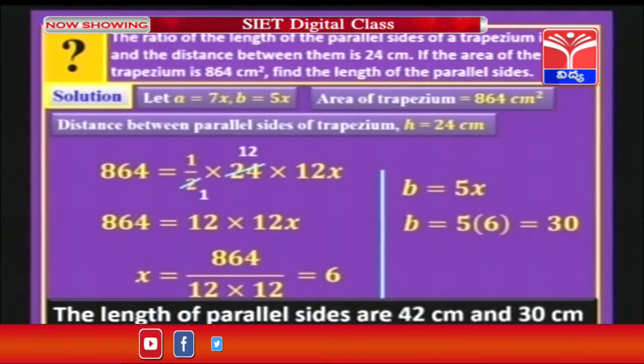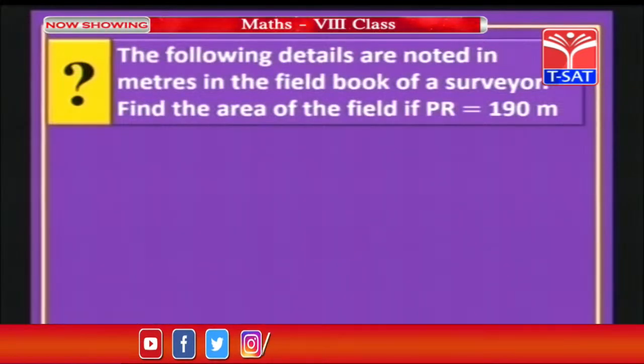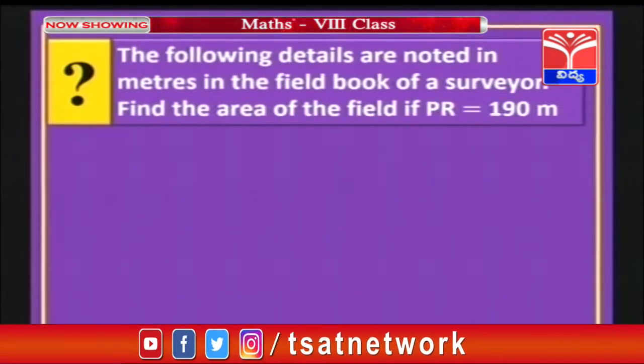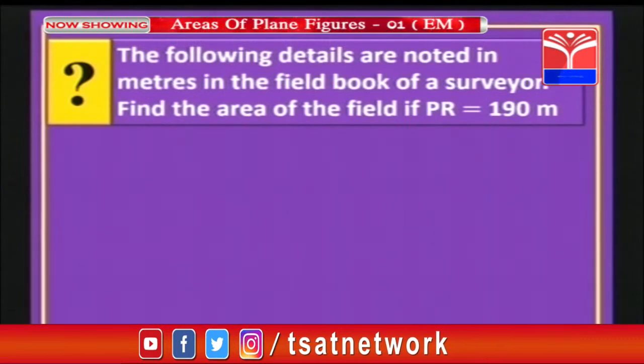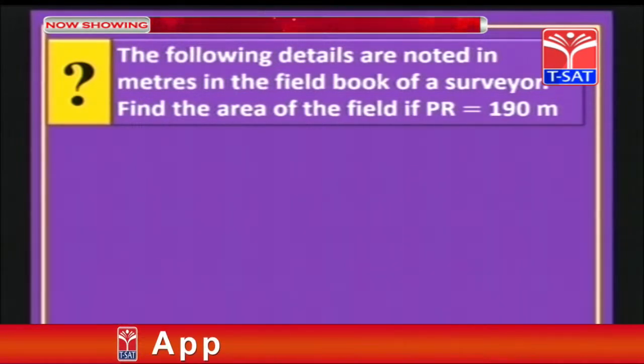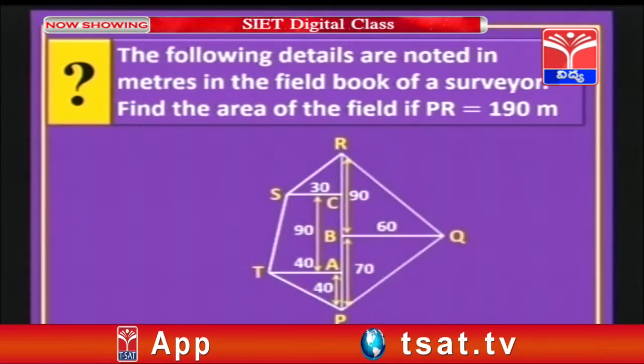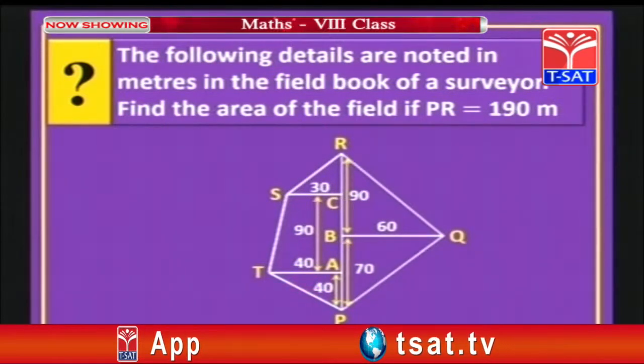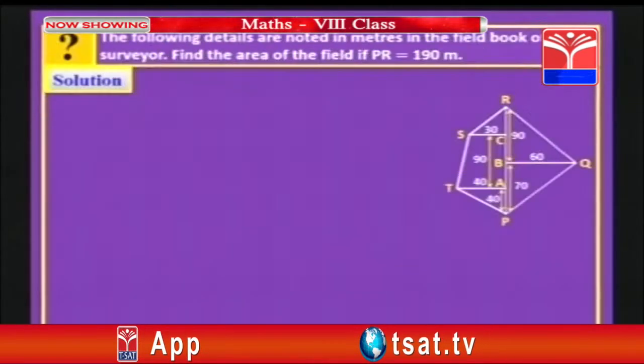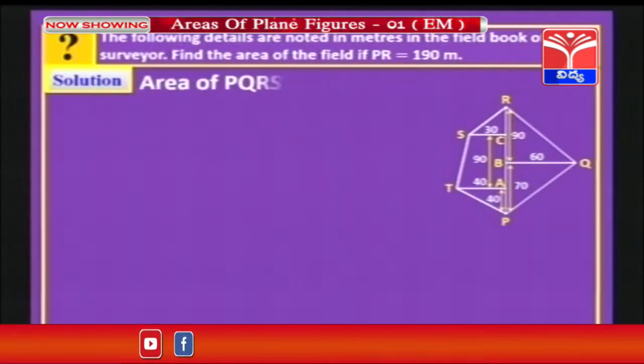Let us move on to our next problem. The following details are noted in meters in the field book of a surveyor. Find the area of the field if PR is 190 meters. So this is the figure shown, children, and the values are also given. We need to find the area of this field. Let us start with the solution.